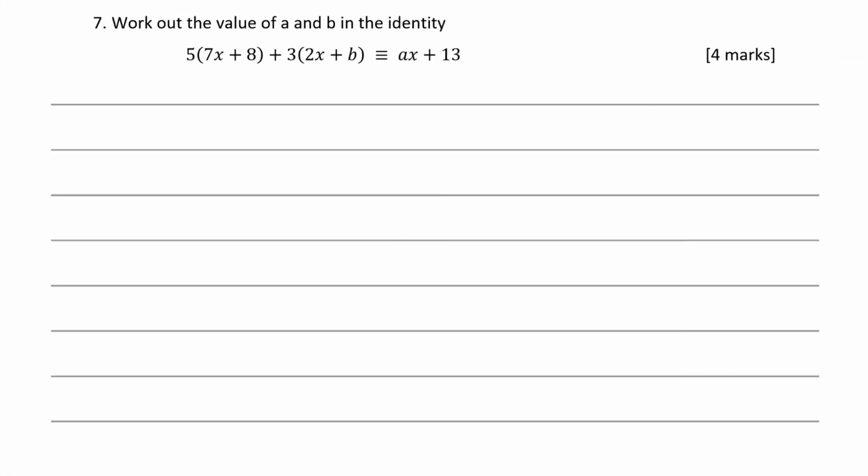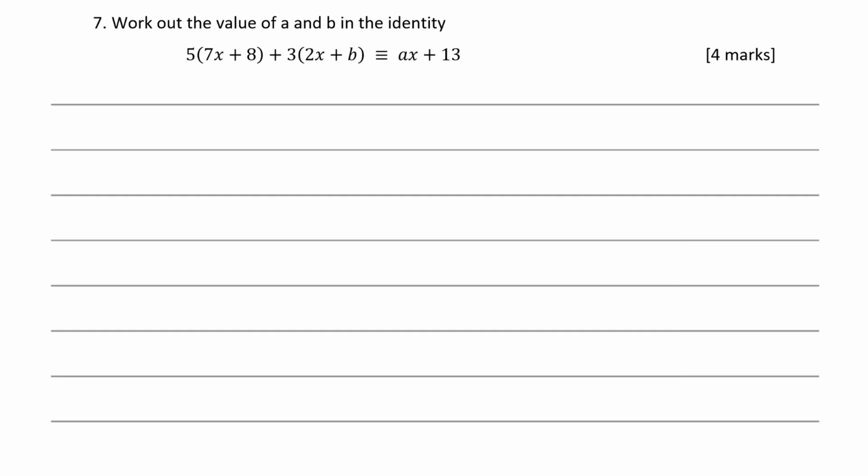Now, question 7. Work out the values of a and b in the identity. I've got 5 lots of 7x plus 8 plus 3 lots of 2x plus 4 is identical to ax plus 13. Okay, so I've got quite a complex expression on the left-hand side of my identity symbol and a fairly simplistic one on the right.